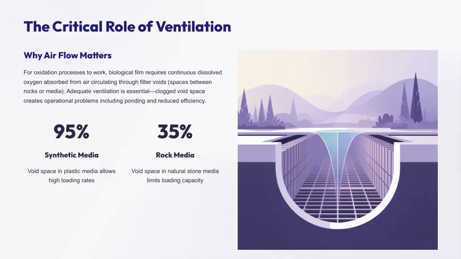Let's talk about the critical role of ventilation in our systems. Why does airflow matter so much? Well, for oxidation processes to work effectively, the biological film needs a steady supply of dissolved oxygen. This oxygen is absorbed from the air that's circulating through the filter voids, those spaces between rocks or media. Without proper airflow, these voids can become clogged, which causes operational problems like ponding and a significant drop in efficiency. Now, looking at the different types of media, synthetic media, which is typically plastic, has a high void space, about 95%.